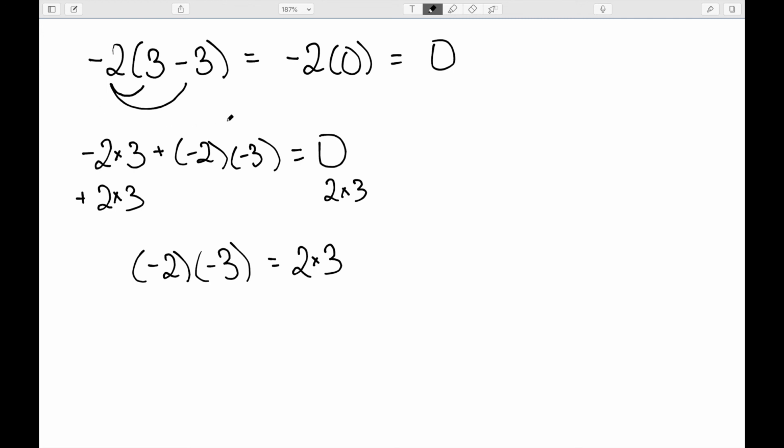And we can substitute any numbers in for the 2 and 3 here. It doesn't just work for this. And so this works that multiplying a negative times a negative is the positive, so that we can still have our distributive property holding in this case, and the fact that negative 2 times 0 is equal to 0.